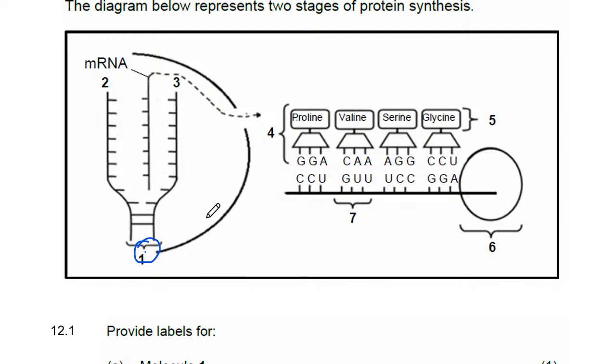A is a DNA molecule. It's the mRNA strand, the one in the middle. DNA template strand.